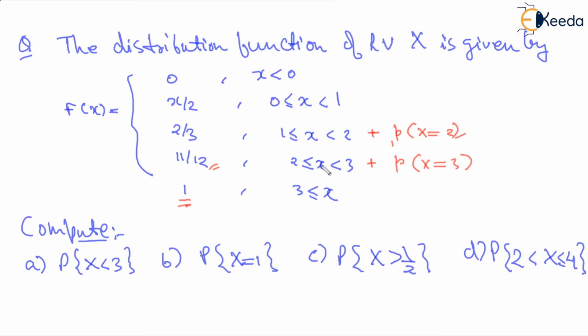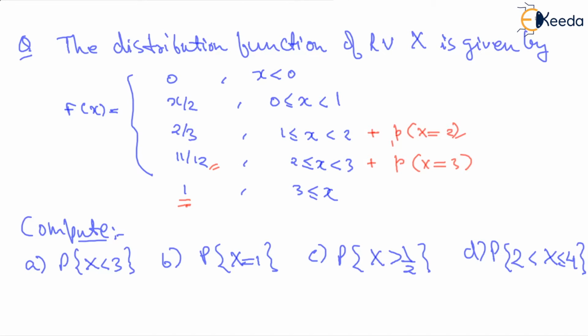So let's start with the first one. The first one says we have to find the probability up to x less than 3. So it is very simple. Like I said, up to x equal to 3, the distribution is 11 by 12, and right at x equal to 3 it becomes 1. So for x less than 3, it is going to be 11 by 12. So that is the answer.